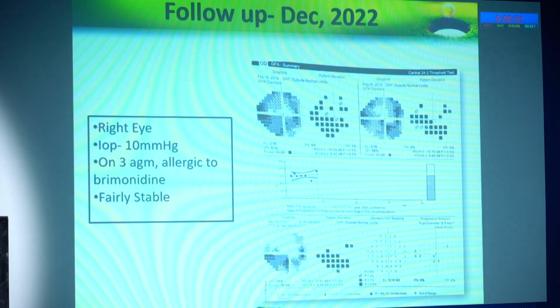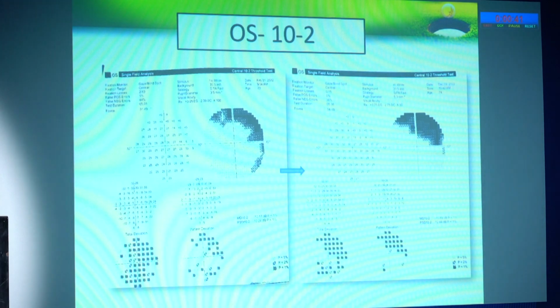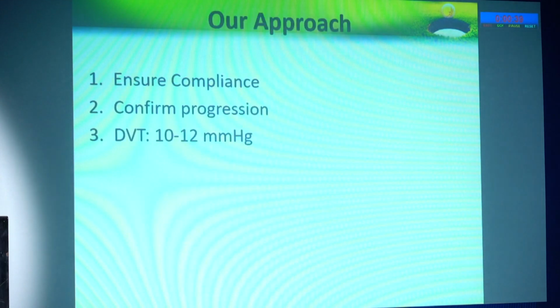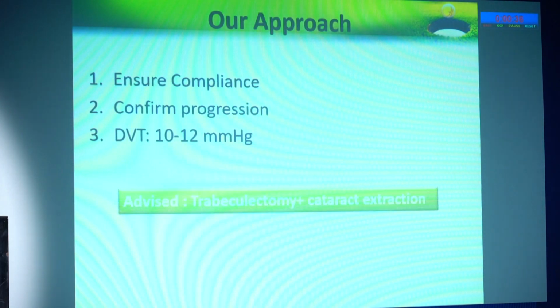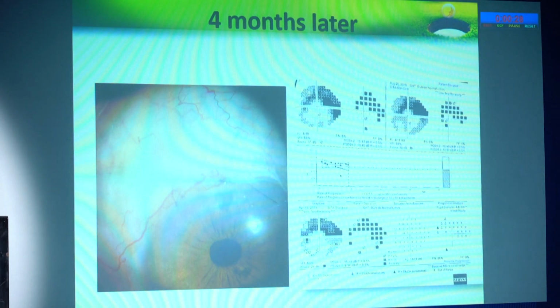Following this patient up in December 2022, the right eye was fairly stable on 3 AGM, and the left eye, though the trend looked fairly stable, there was progression in the event analysis, which was also seen in the 10-2. We advised trabeculectomy and cataract extraction, and for 4 months since, he's been stable. So this is a regular NTG presentation.